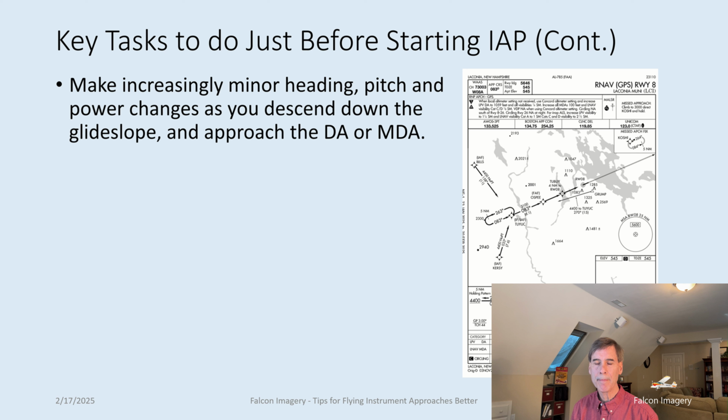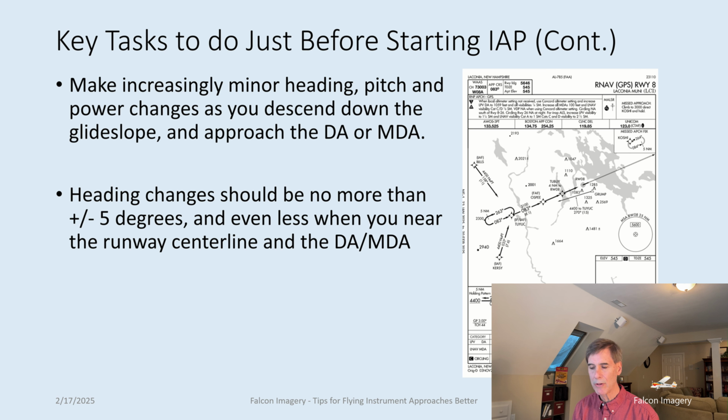All right, continuing on, make increasingly minor heading, pitch, and power changes as you descend down the glide slope from the final approach fix to the DA or MDA. Heading changes should be no more than plus or minus 5 degrees, and even less when you get closer to the runway centerline or to the decision altitude or MDA. With ILS and LPV approaches, the lateral course sensitivity will continue to increase as you approach the runway. So you really want to bracket your movements and your heading to be smaller and smaller corrections as you get closer and closer to your decision altitude or MDA.